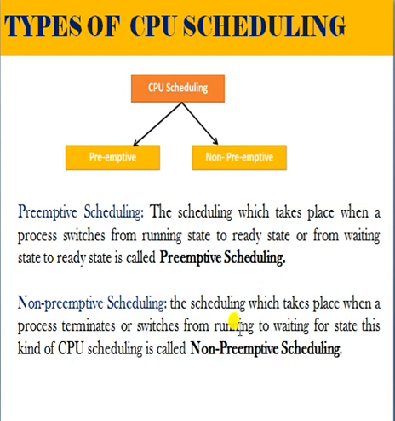And in non-preemptive scheduling, when a process switches from the running state to the waiting state, that is an input output request, and when a process completely terminates. Okay, so preemptive scheduling takes place when a process switches from running state to ready state or from waiting state to ready state, whereas non-preemptive scheduling takes place when a process terminates or switches from running to waiting state. So these are the types of CPU scheduling.